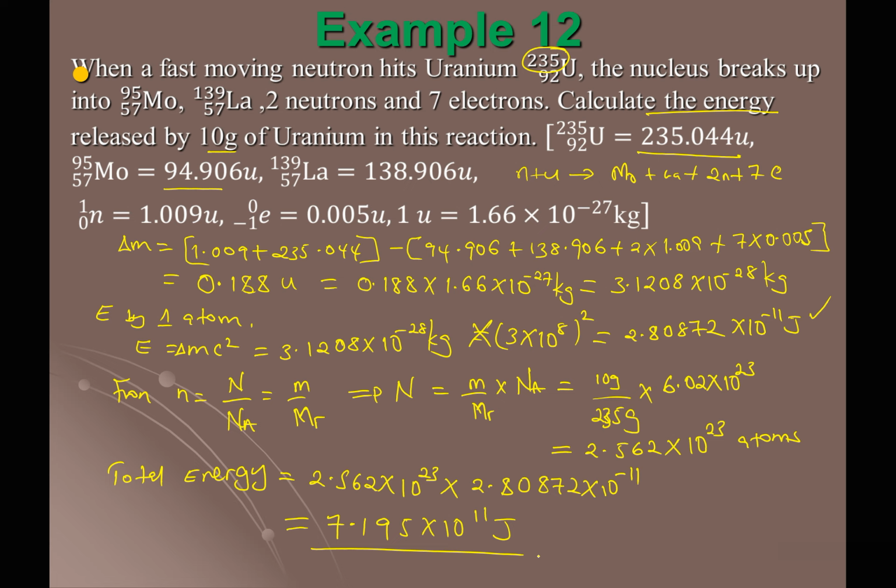So we have the mass defect in unified atomic mass units. I changed it to kilograms. Using the energy equivalence equation, I got the energy in joules. Using the relations of number of moles to ratio of particles, ratio of mass, I got the number of atoms. Then I found the total energy by multiplying the number of atoms times the energy released by one atom, which gives us that. Okay, so I think that is fine.